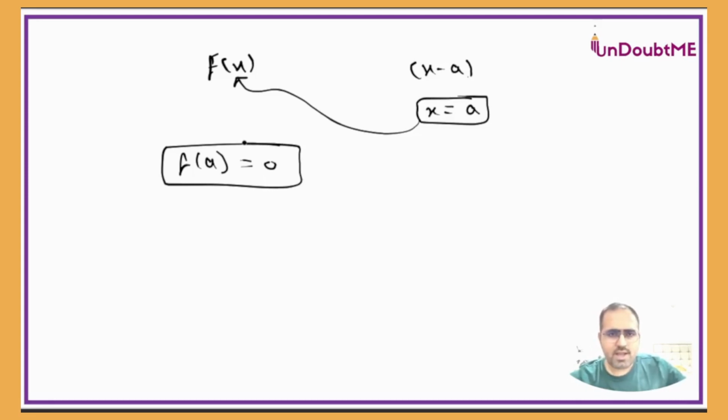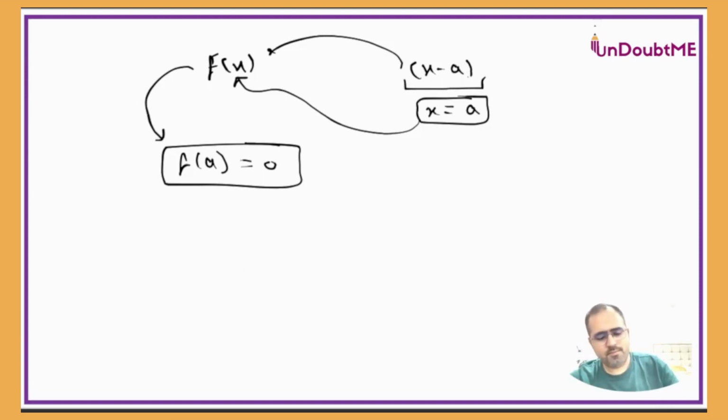I'll just frame it again in simple words. If x minus a is a factor of f(x), then f(a) is equal to 0. This is called the factor theorem.